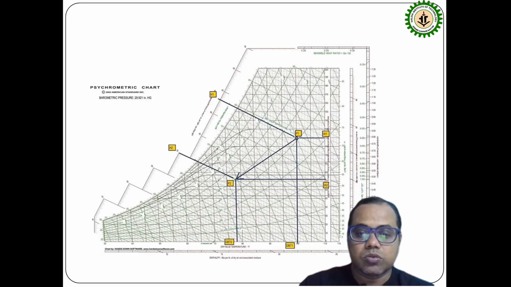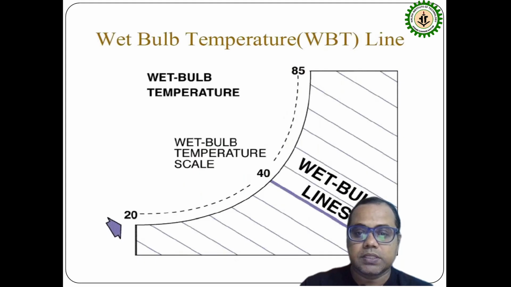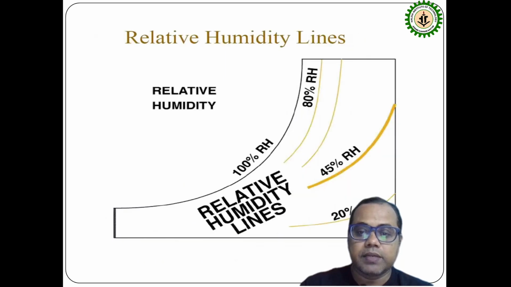If you cannot understand, I am showing you different graphs by which you can easily visualize what the lines will be. That is the dry bulb lines. These are dry bulb lines, vertical lines, and wet bulb lines are just inclined lines. Another one is the relative humidity lines. This is known as the 100% relative humidity. As we decrease from this point to this, the relative humidity decreases: 80%, 70%, 45%, 20%. In this way, relative humidity lines will be decreasing.